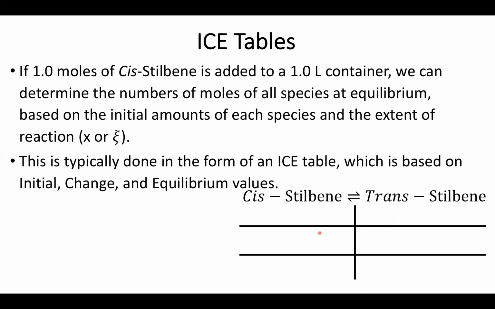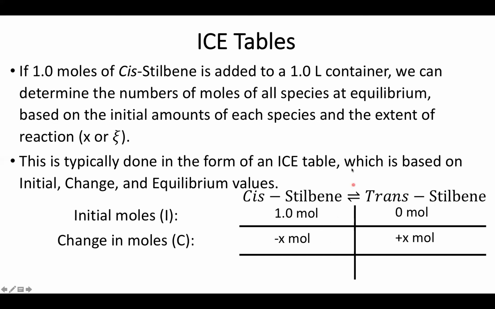So this is based on initial, change, and equilibrium. So let's start with initial conditions. I'm going to start with 1 mole of cis-stilbene and 0 moles of trans. So this means that I'm going to have the reaction go to the right, so I'll be generating trans. So I'm going to represent this using the extent of reaction. So for convenience here, I'm going to represent it with an X.